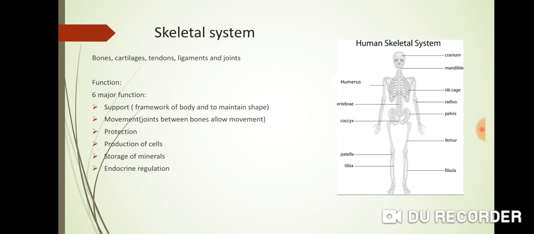So the human skeletal system can be divided into the axial skeleton and the appendicular skeleton. So the axial skeleton has a total of 80 bones formed by the vertebral column, rib cage, skull, and other associated bones, while the appendicular skeleton has a total of 126 bones attached to the axial skeleton. These are formed by the shoulder girdle, pelvic girdle, and the bones of upper and lower extremities.